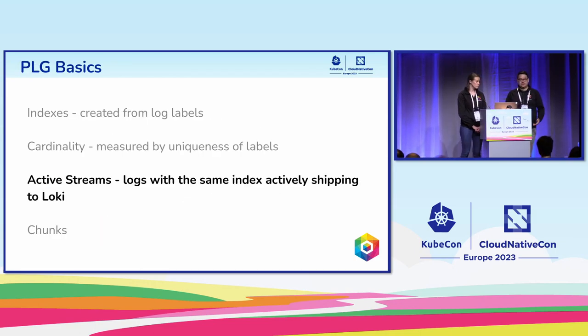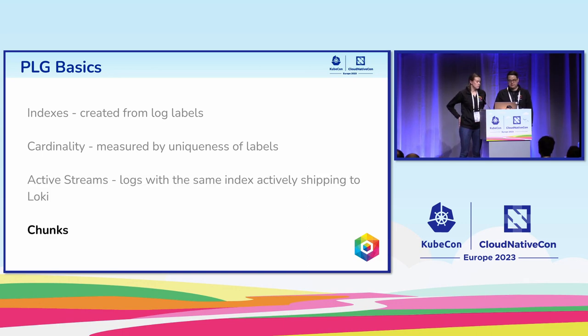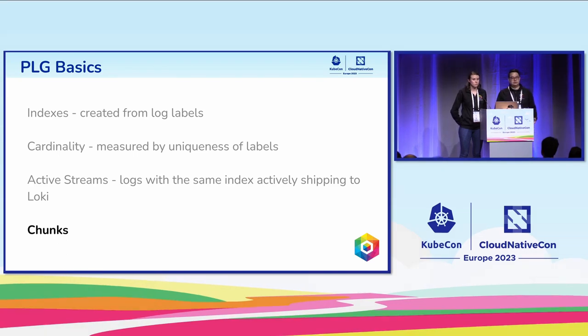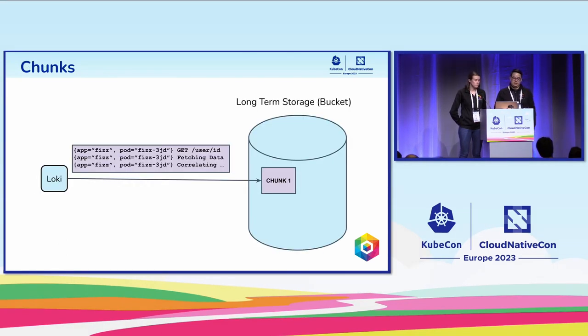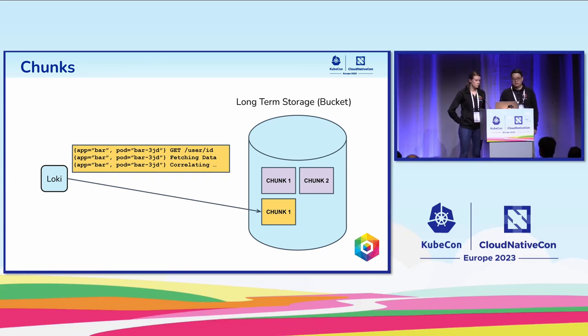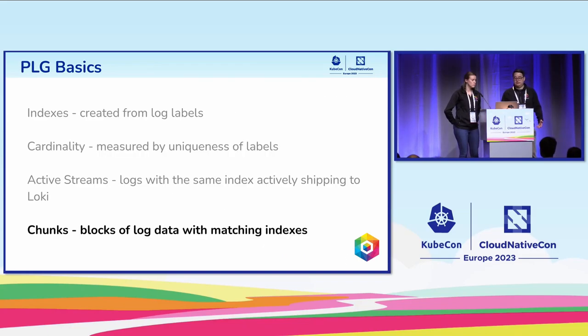So finally, that brings us to chunks. As streams of logs are being sent to Loki, it will chunk up groups of logs and push them to long-term storage. This is often just a bucket. So in this picture, this group of logs goes into chunk one for this index. As more logs come in, more chunks can be stored. When the active stream is closed, no more chunks for this index are added to the bucket. Additional or new active streams result in new chunks being written. So chunks are blocks of log data aggregated for a subset of logs with matching indexes.